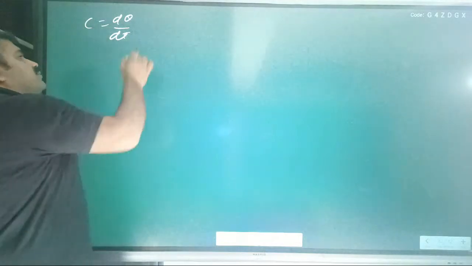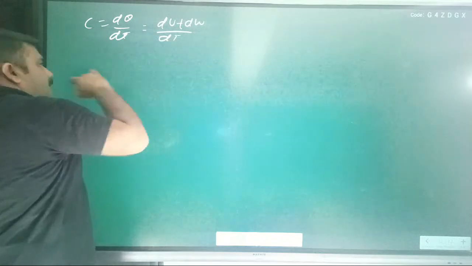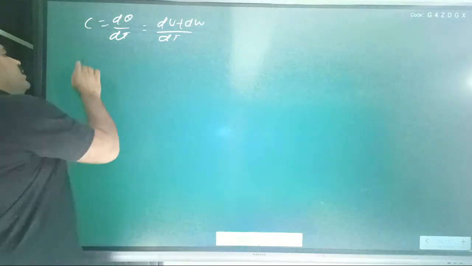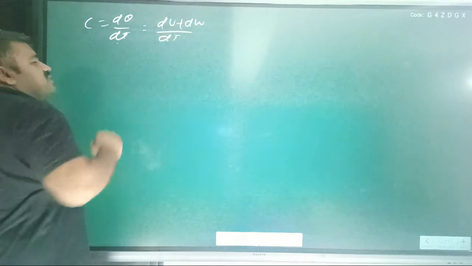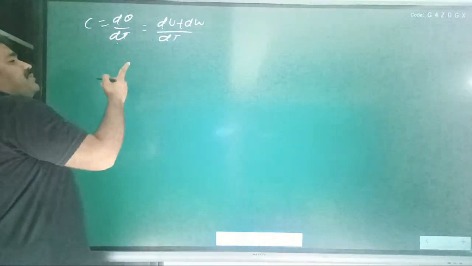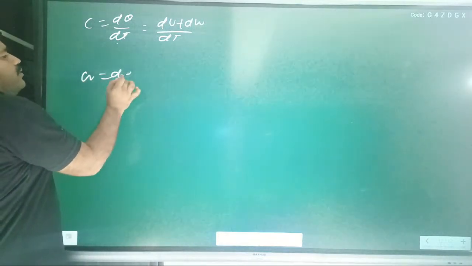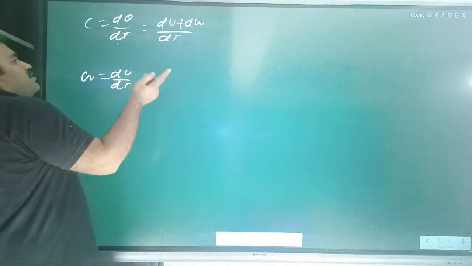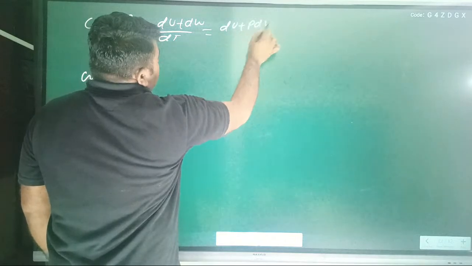But we know that dQ is equal to dU plus dW, from the first law. That is what should come, but how do we write it? CV is equal to dQ upon dT, we write it as dU upon dT. We consider the constant value, so this is equal to dU plus P dV upon dT.